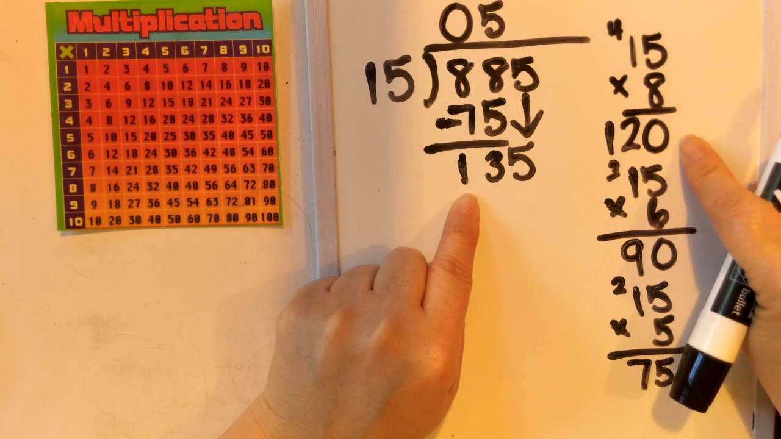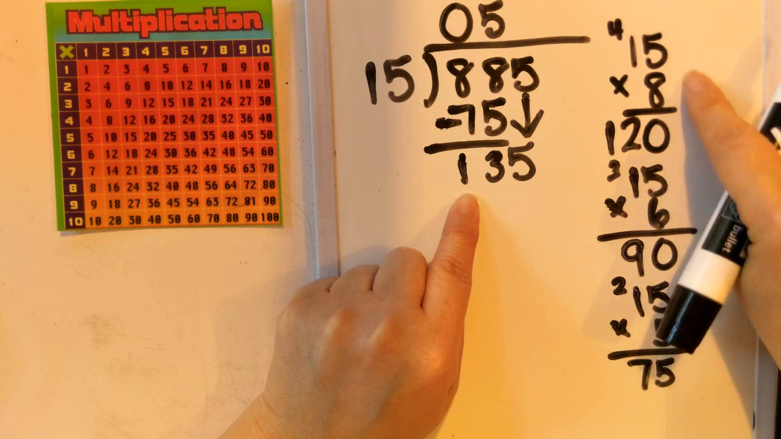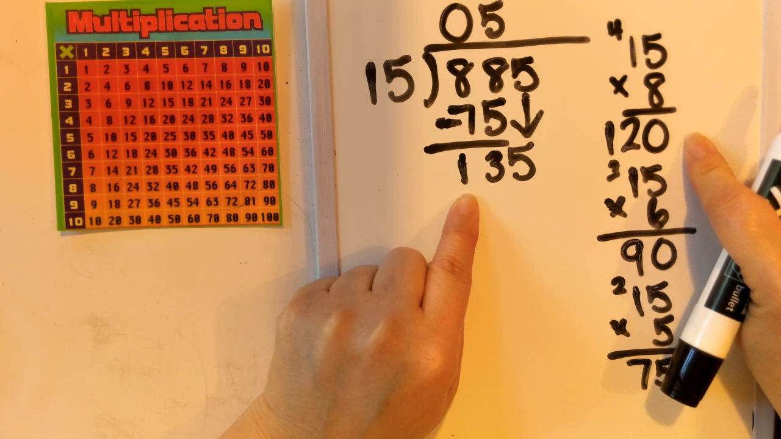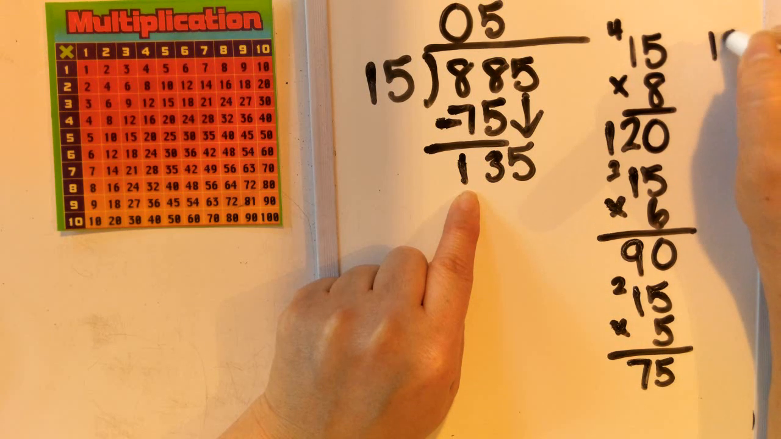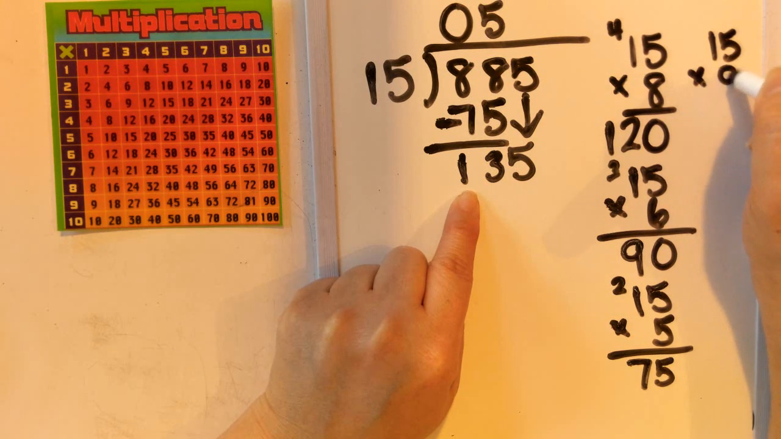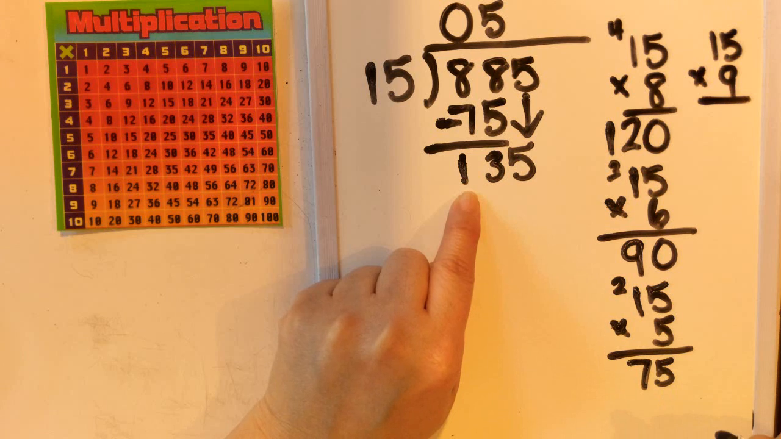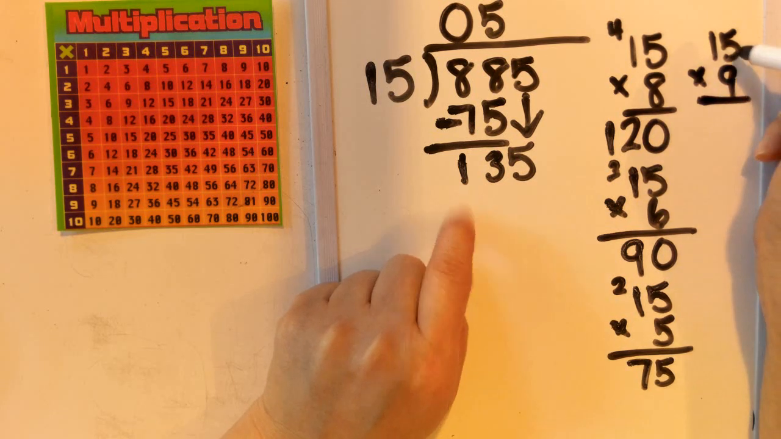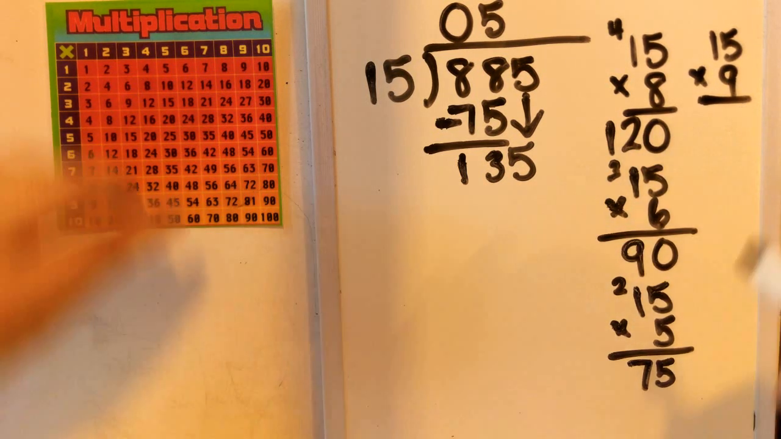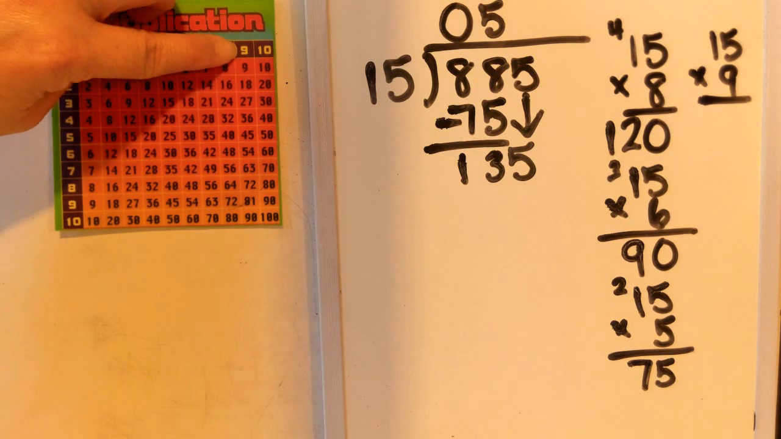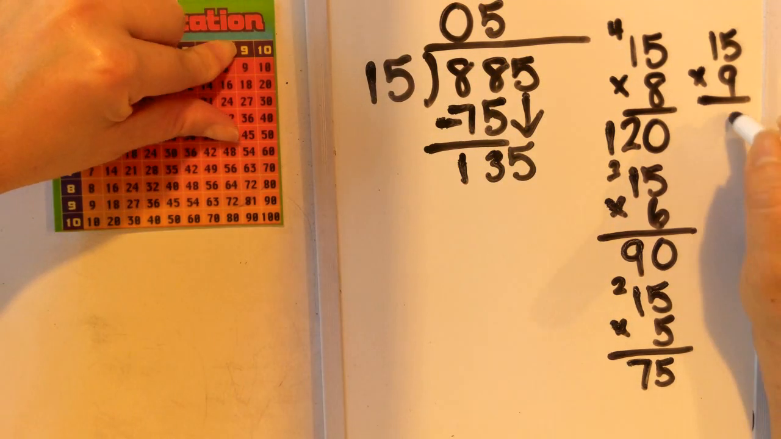I know that at the beginning when I did 8 groups of 15, I needed 120 marbles. This number is more than 120. That tells me that I might need to up the number of my groups by 1 more. Okay, so then 9 times 5 is 45. Again, I go back to my 9s, and 9 times 5 right here is 45.